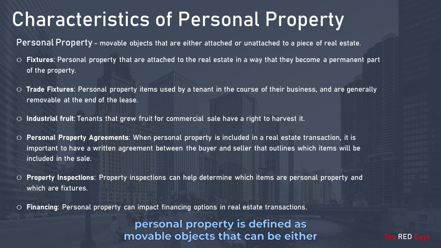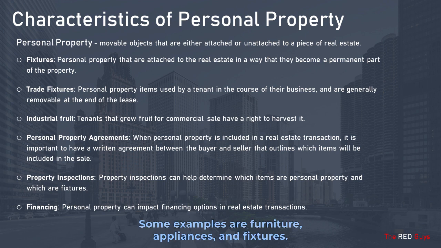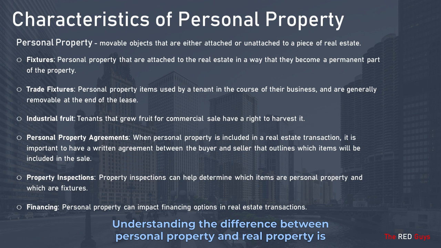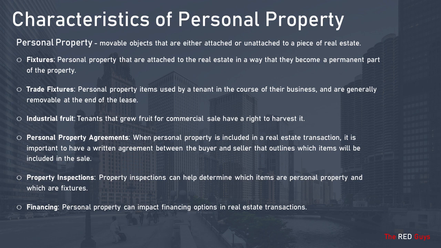Personal property is defined as movable objects that can be either attached or unattached to real estate. Some examples are furniture, appliances, and fixtures. Understanding the difference between personal property and real property is critical in real estate transactions because it affects the purchase price, financing options, and legal rights of the parties involved.